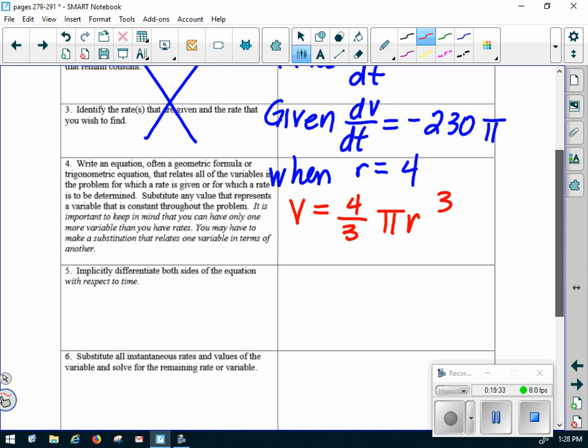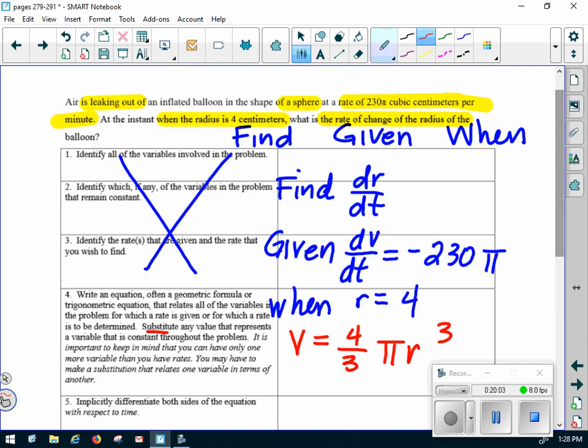Now, I want you to look, starting right here, it says substitute any value that represents a variable that is constant throughout the problem. No, we do not have anything that stays the same all the time in terms of a variable, not a rate, but a variable. Like the radius is not the same all the time. If that balloon is changing size, the radius is changing all the time, right? I don't have anything that's constant.